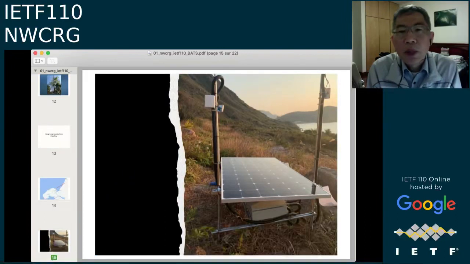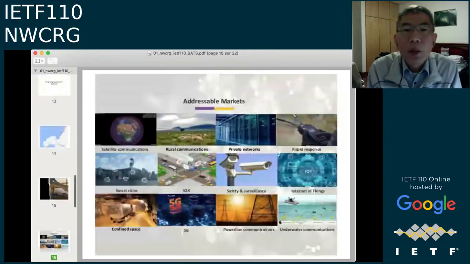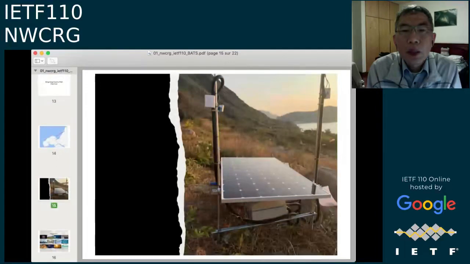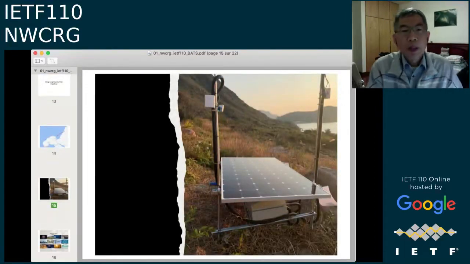Okay, so this is a picture of one of the nodes, which is driven by solar power, because there's no electric power available over there. And beneath the solar panel are the equipment, and you see that on the pole, these are the antennas. Okay. Next, please.